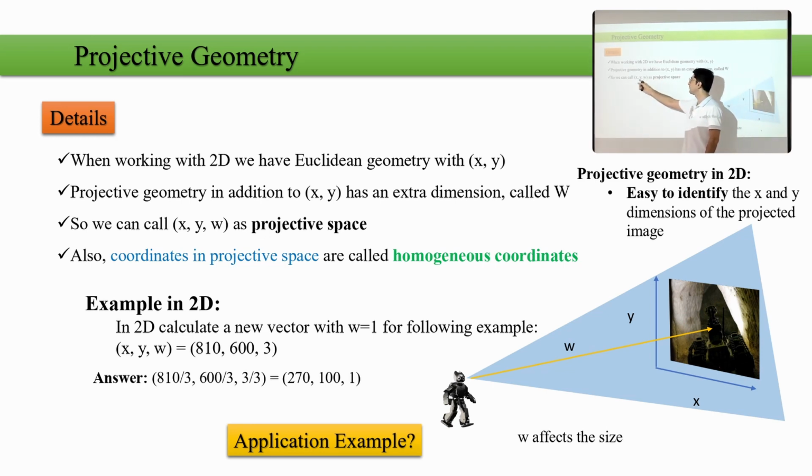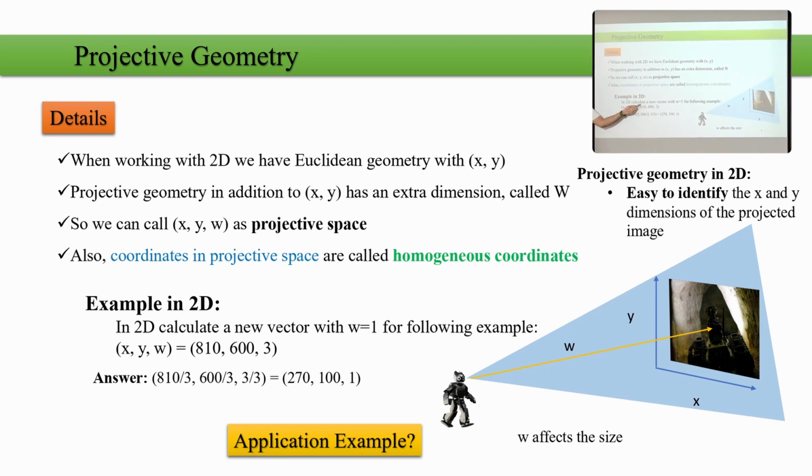So what is happening? We have x, y, w, and we add one more parameter to our x, y in projective geometry, so that we can call it homogeneous coordinates. Homogeneous coordinates are also famous. You may have heard about it already, but let's have an example of how this is happening. In 2D calculations, now we want to add one more parameter. Instead of simply having x, y, we have w.